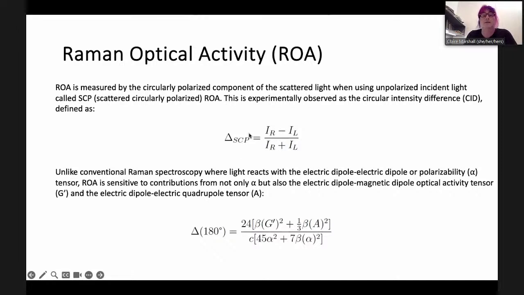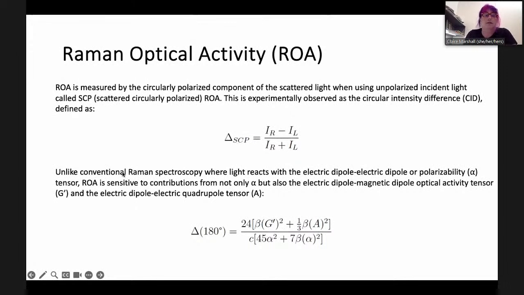This is the incident circularly polarized light, and we have the right scattered circularly polarized light minus the left scattered circularly polarized light. And here on the bottom, this is Stokes or conventional Raman scattering, where we have the summation of right and left circularly polarized scattered light. So the ROA component is looking at this numerator here.